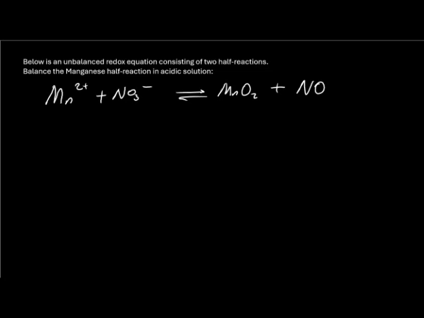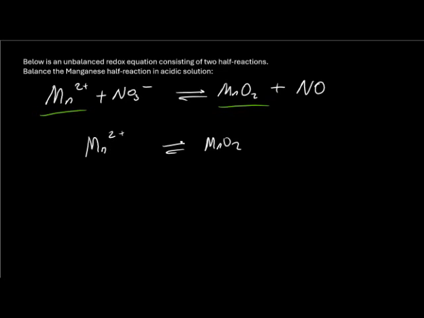Notice that in this reaction we have pieces that have manganese and pieces that have nitrogen. On the left we have manganese 2+, and on the right we have MnO2. We'll deal with the manganese pieces first. We'll just write that we'll have Mn2+ on the left, yielding MnO2 on the right.